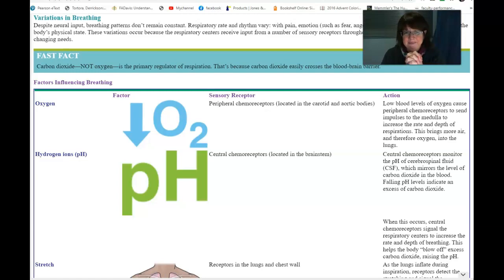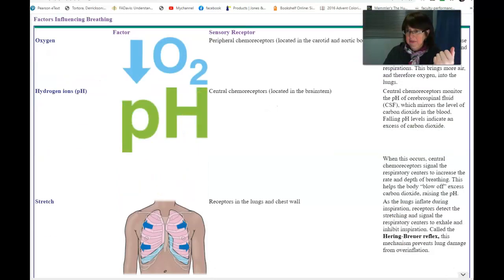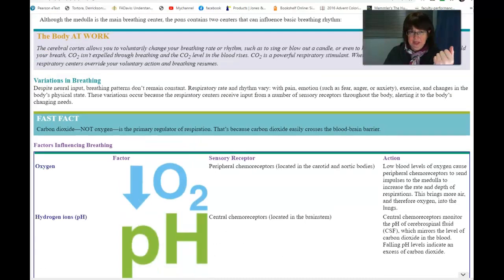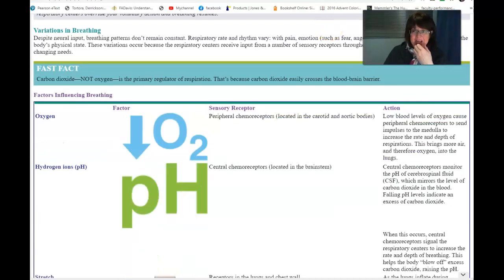That's a little hard to say. So let's look at the different receptors. There are stretch receptors and there's chemoreceptors. So we talk about the main variations.